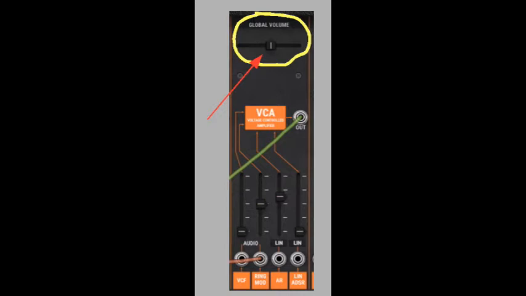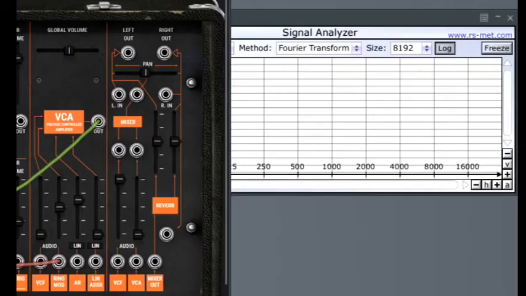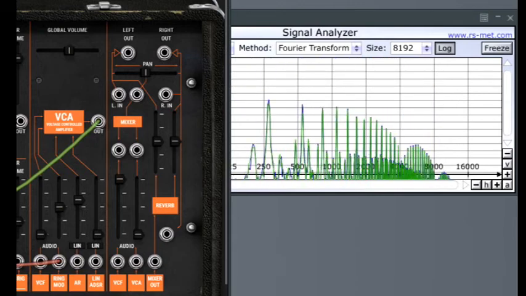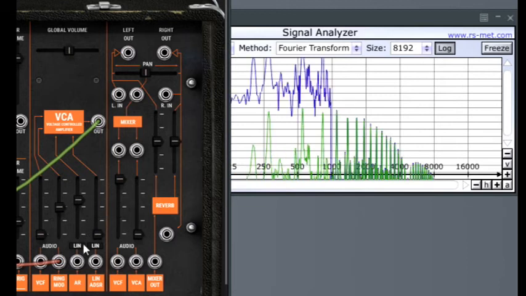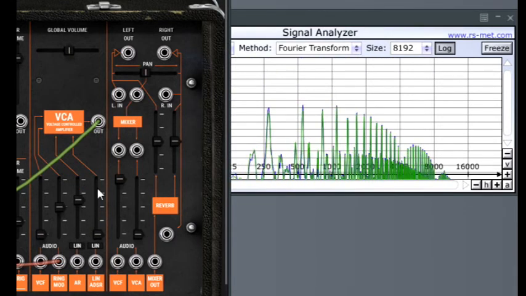Why not open the VCA completely and regulate the volume with the main volume slider called global volume on top of the VCA? Before I answer this question, just listen and watch the spectrum to hear and see what would happen with a VCA running at 100%.